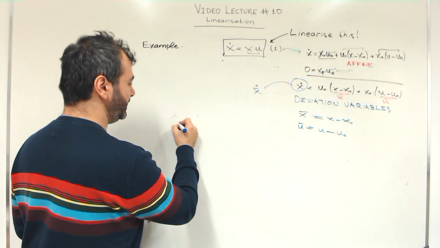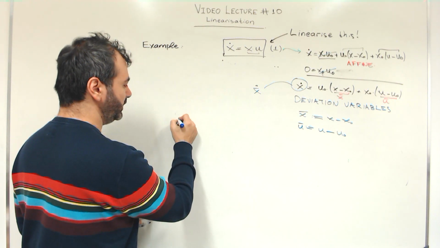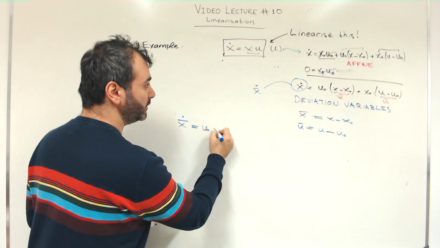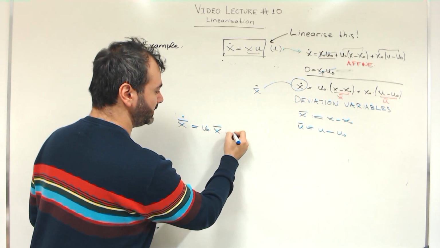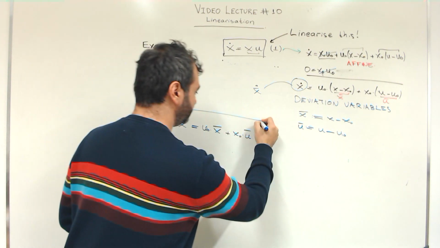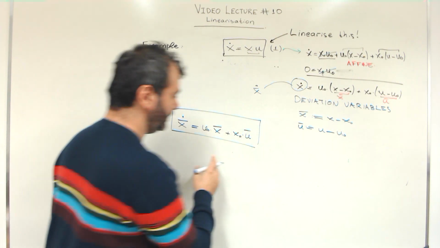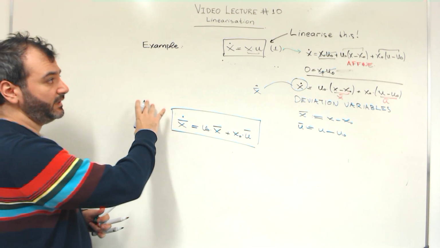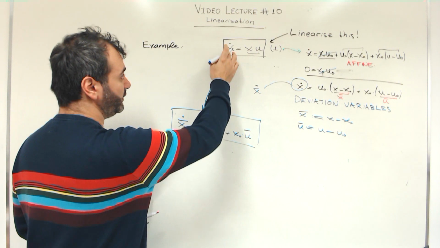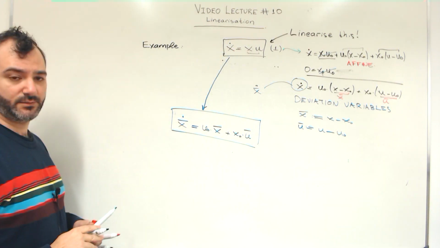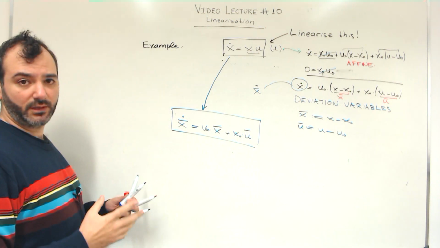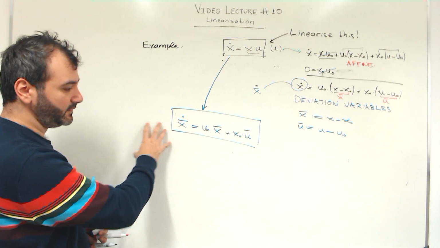And we can now very easily write x bar dot is equal to u0 x bar plus x0 times u bar. And this equation over here is the linearization of x dot is equal to x times u at the point x0, u0, which is an equilibrium point of the system. So this is the answer.